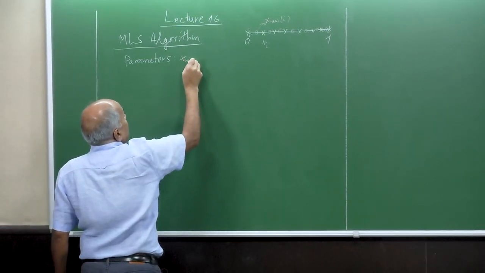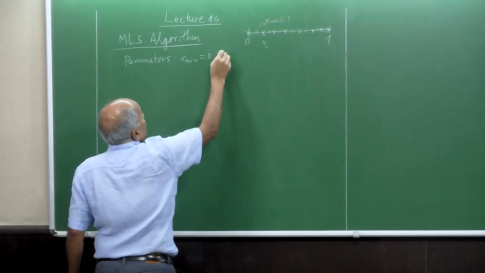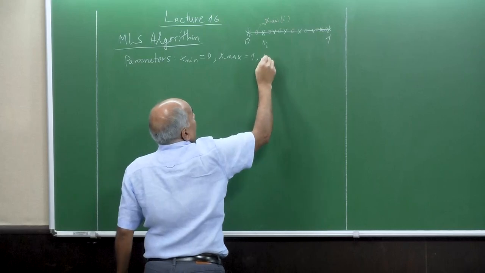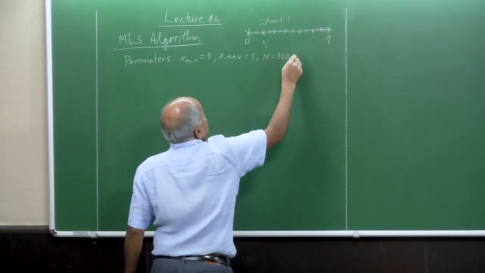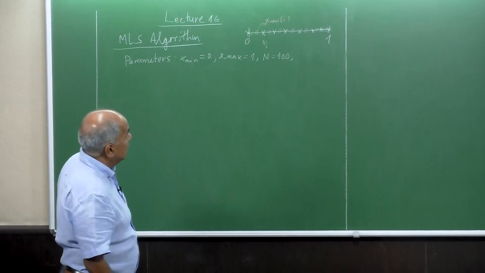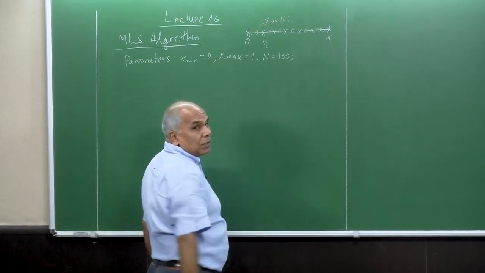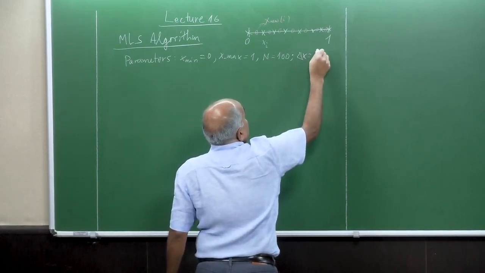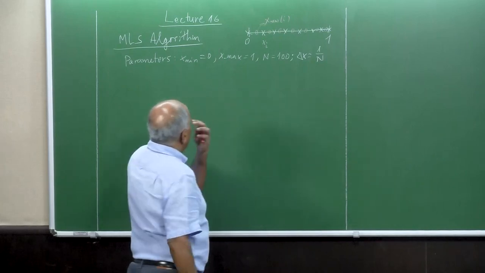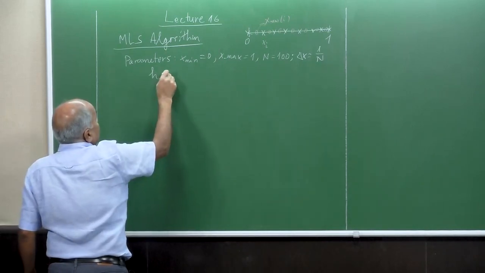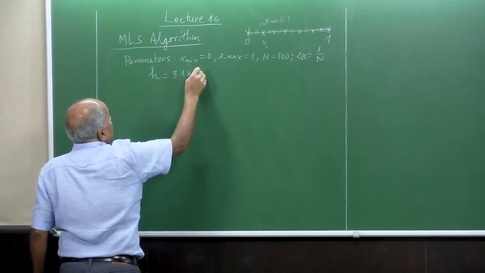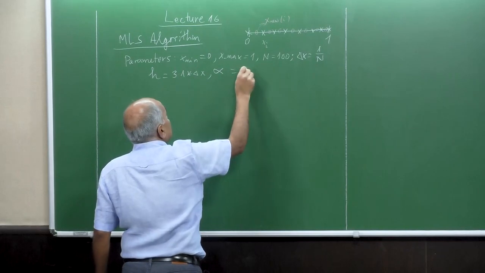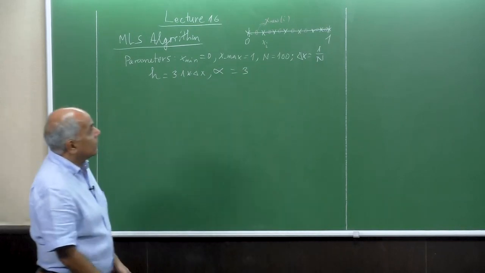x min is 0, x max is 1, n maybe 100, doesn't matter, we'll increase it in the computer when we do the code. Delta x is 1 by n. We also need h, 3.1 times delta x. We need also alpha, maybe 3. So what else? So nothing else.